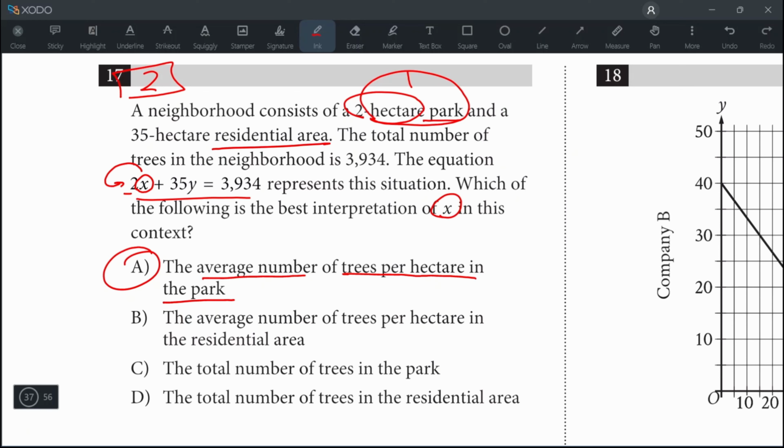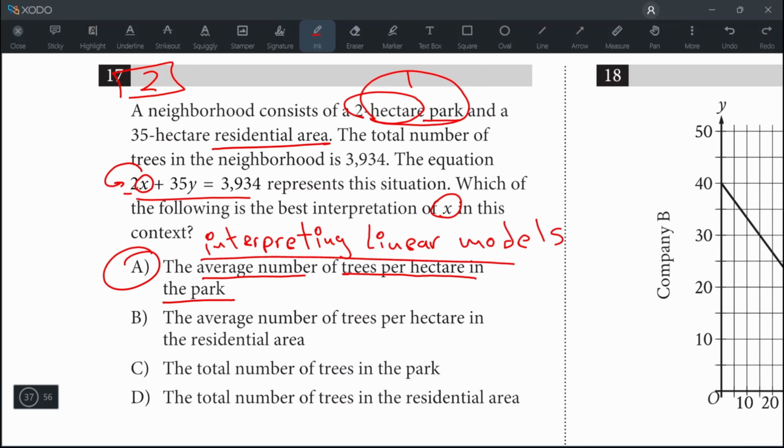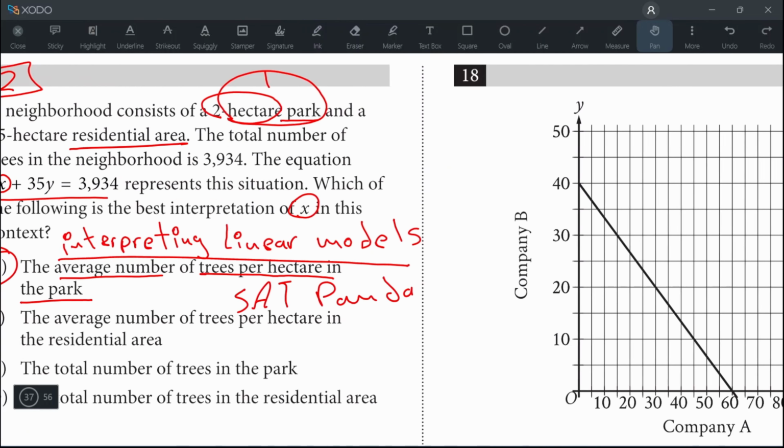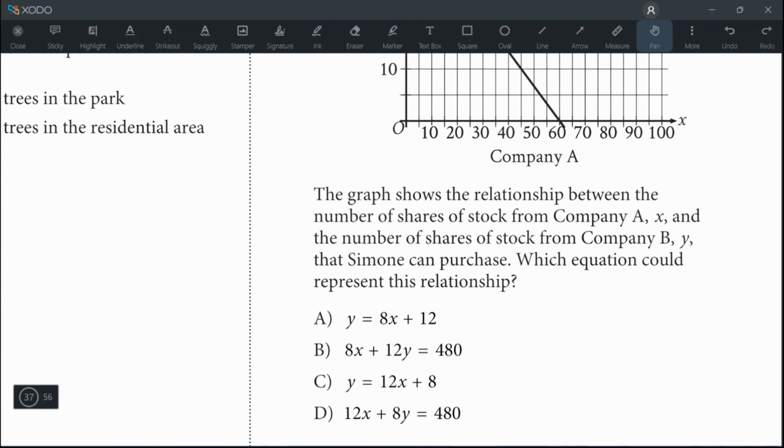And that question is about interpreting linear models. This is a chapter in SAT Panda Prep if you want to go and revise or solve such questions. Now, what about question number 18?